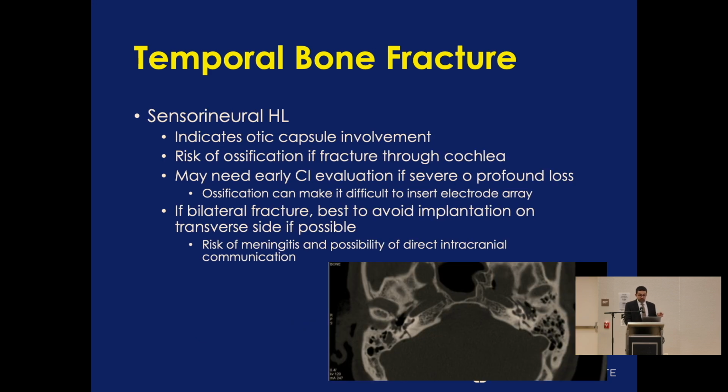Sensorineural hearing loss would indicate an otic capsule involvement. As you can see here, I'm not sure if you guys can see my pointer. There is a fracture line that's kind of going here through the vestibule, and same on this side, it's going through the cochlea. So with these fractures, you have the risk of ossification, and especially if they've lost hearing completely.